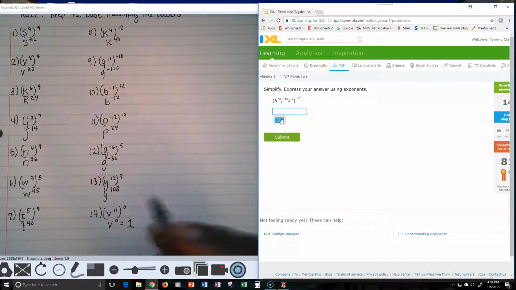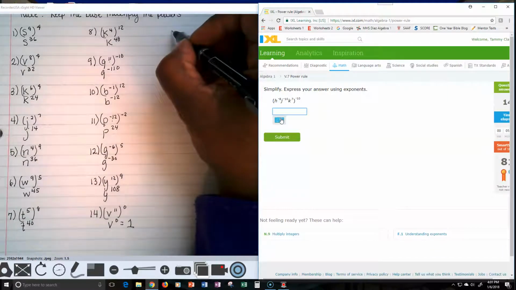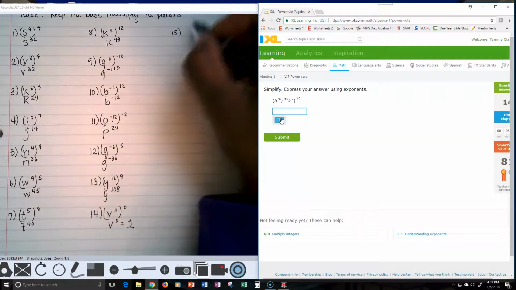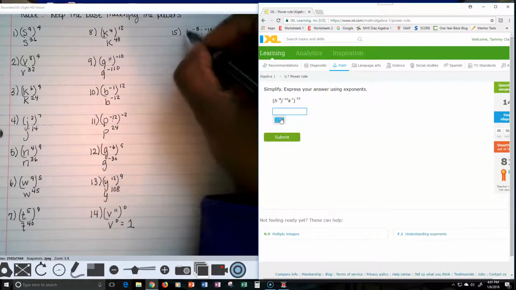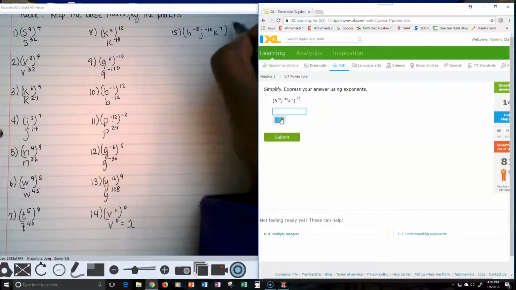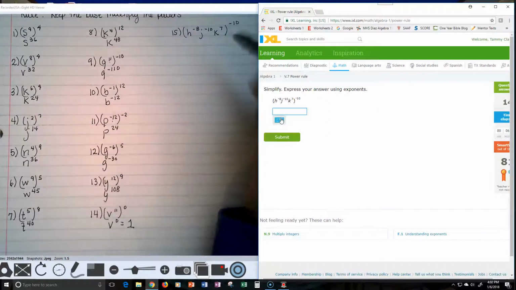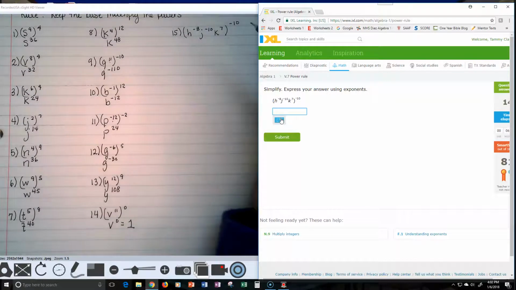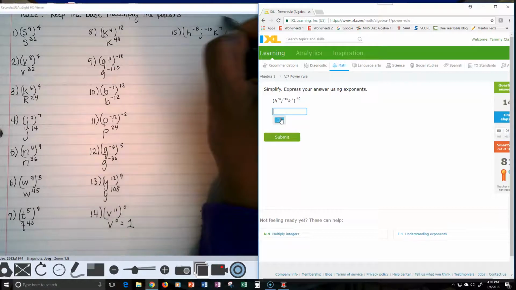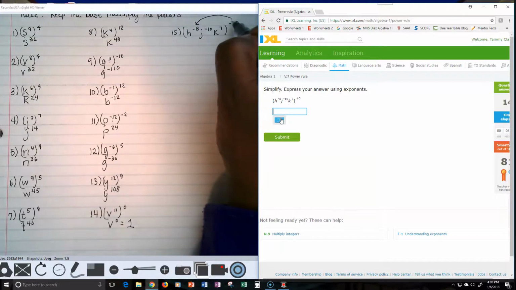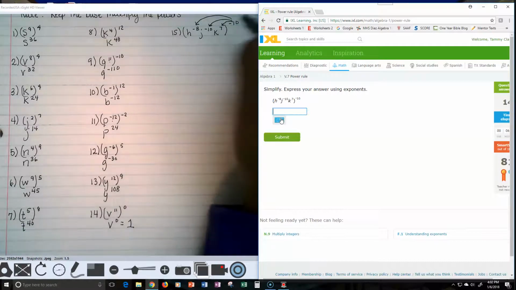Well, looky here. Let's look at this one. We've got number 15. We've got h to the negative 8, j to the negative 10, k to the 7, and we're taking all of those and raising them to the negative 10. This process isn't any different. You just multiply each exponent. So you're going to take negative 10, multiply it by negative 8, take negative 10, multiply it by negative 10, take negative 10 and multiply it by 7.